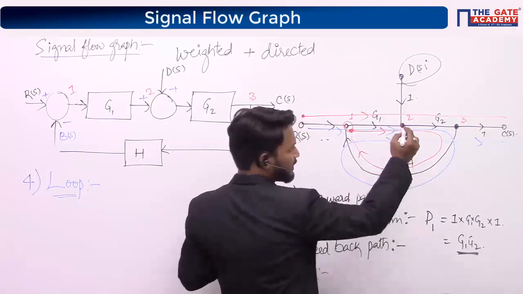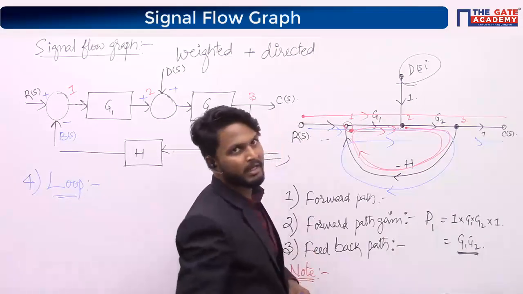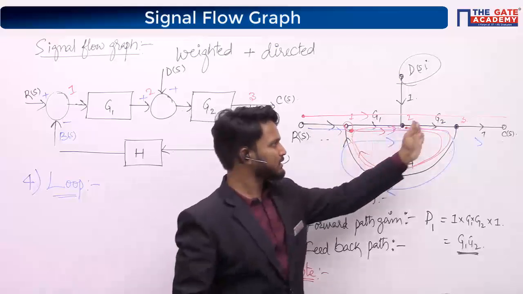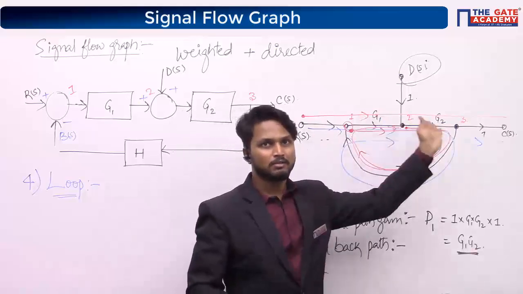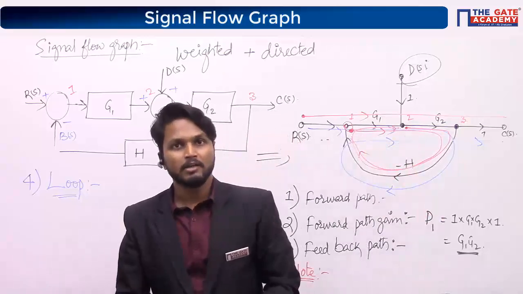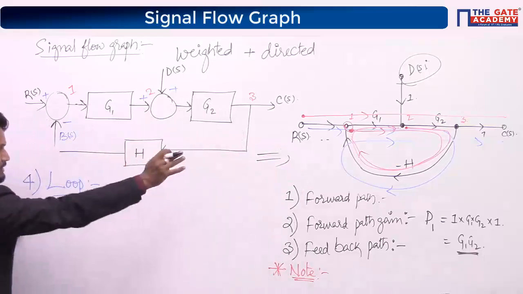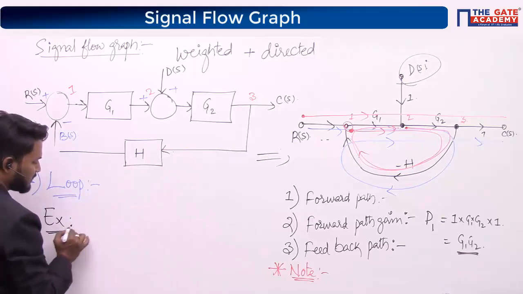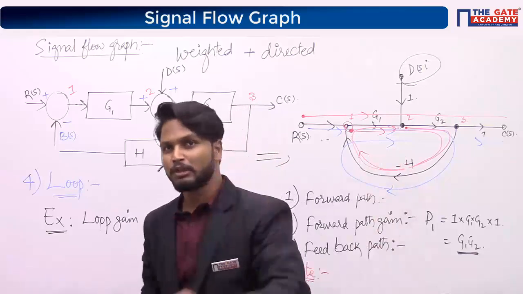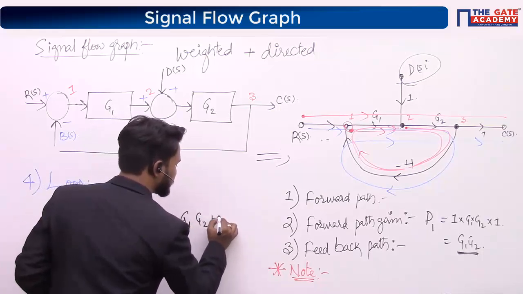You can also consider it like this. You can start at this node, come back like this, and return to this. So if you have considered this as a loop once, you need not consider this again, because this loop is made of the same constituents. The constituents are G1, G2 and H, right? So what is the loop gain here? Can anyone tell me what is the loop gain in this example? What is the gain of this? Minus H. Therefore, the loop gain is minus G1, G2, H.